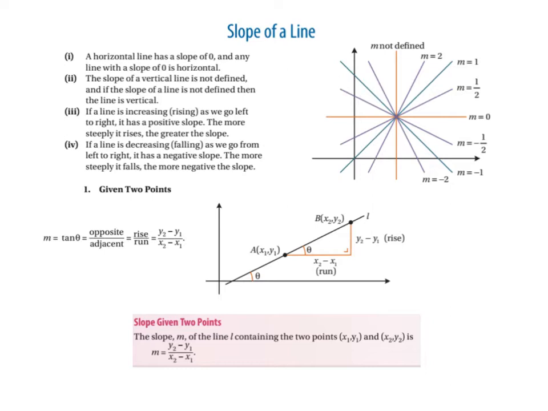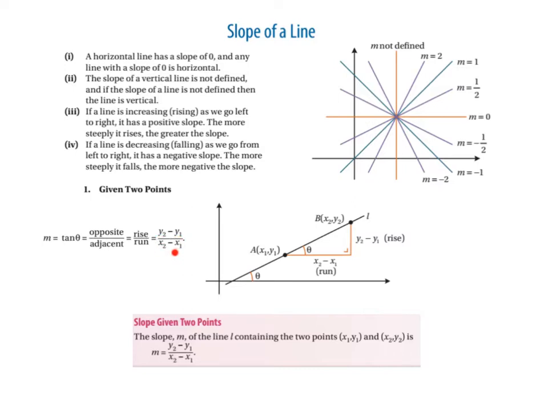Okay, so how do we calculate the slope? Well, we normally give it the letter m, and you can see here it's equal to tan of theta, which is equal to the opposite over the adjacent, which is equal to the rise over the run, which is equal to y2 minus y1 over x2 minus x1. Okay guys, so there's lots there. Essentially, m is equal to y2 minus y1 over x2 minus x1.